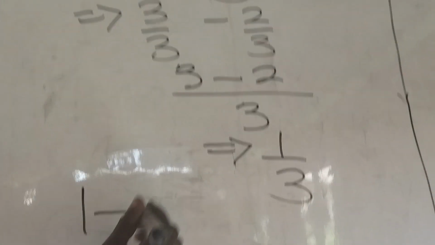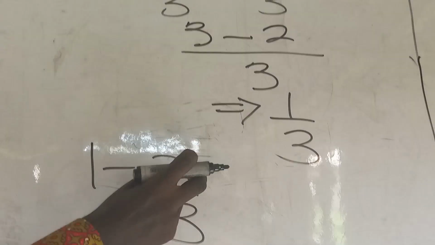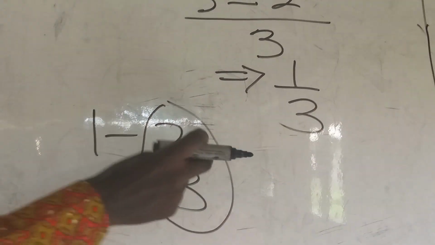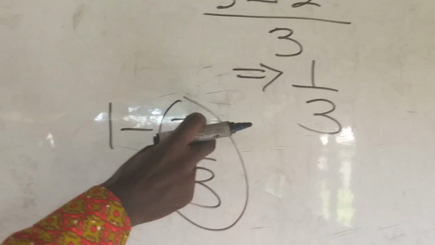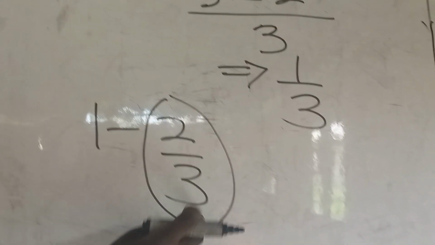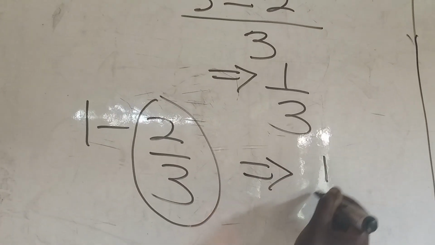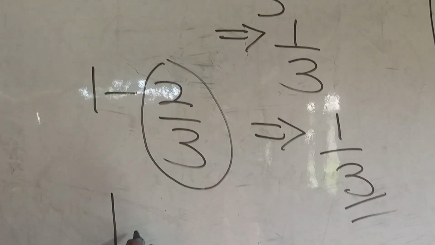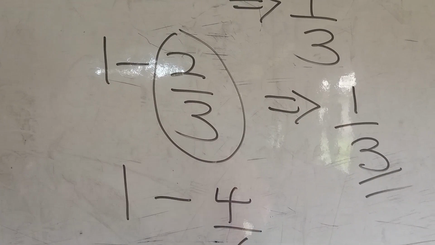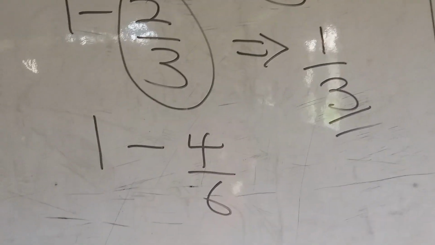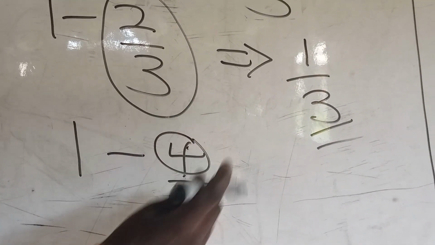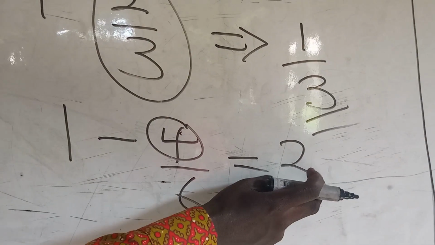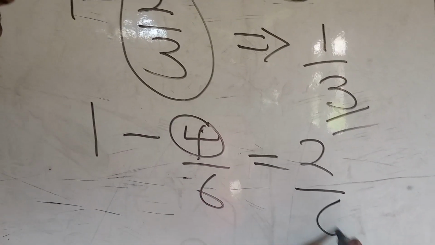Or you ask yourself, you see we are having 2/3. What number should be added to this 2 for us to get this 3? You see it's 1. So 1/3. If you are given something like 1 minus 4/6, you ask yourself, what number should be added to this 4 to give you 6? It's 2, because 4 plus 2 is 6 over this denominator.